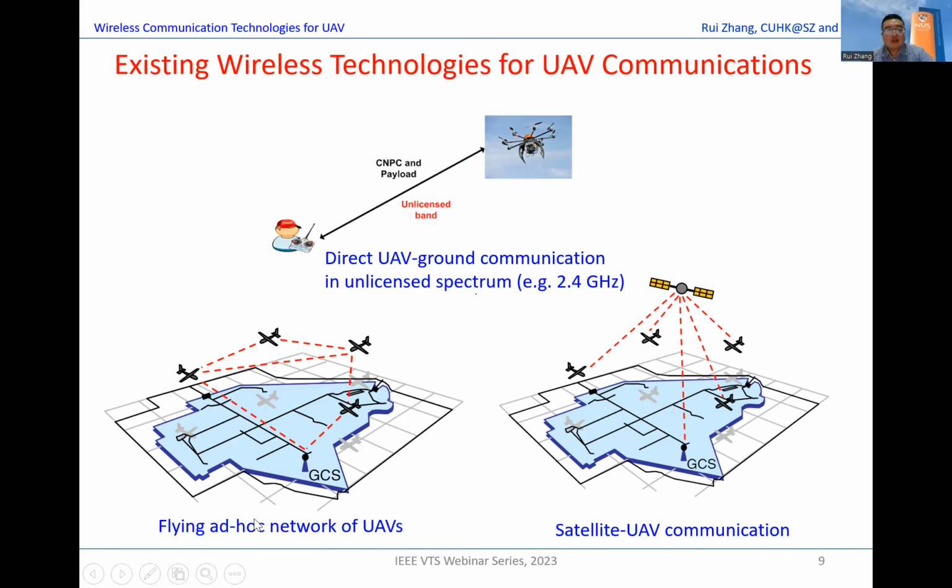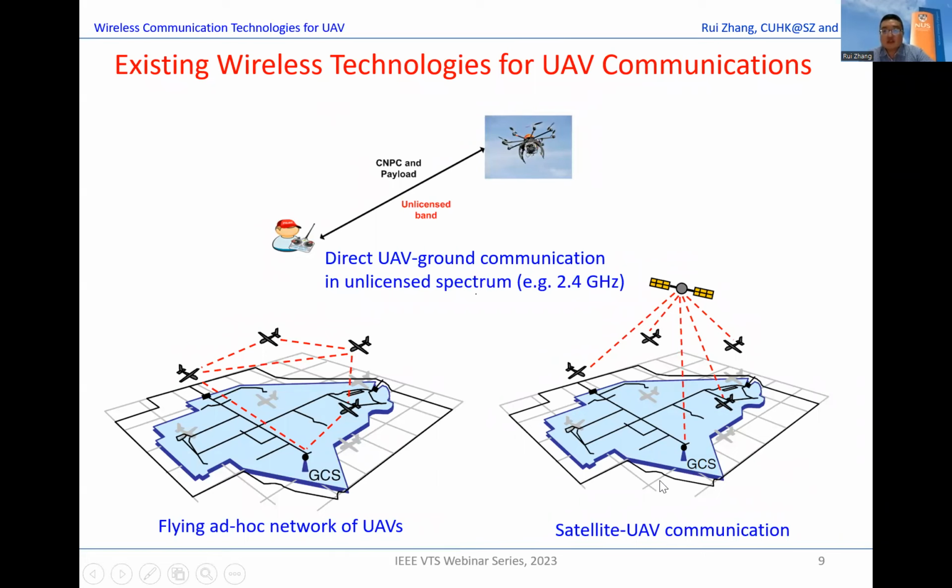The other type is to deploy the so-called flying ad hoc networks, where you have multiple UAVs that form a cluster. When they want to communicate with a ground control station, the GCS, they may invoke multi-hop communication. For example, a remote UAV may need to send the data via multiple relaying UAVs and finally reach the destination, the GCS.